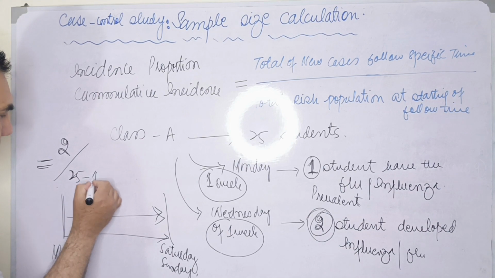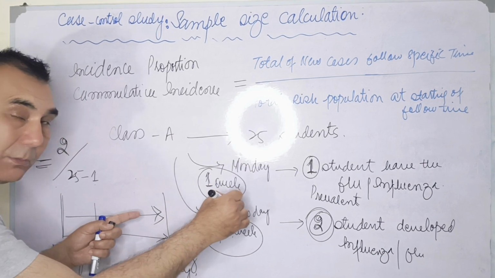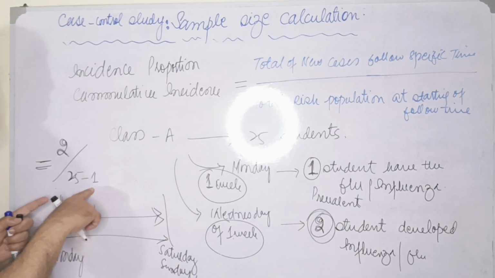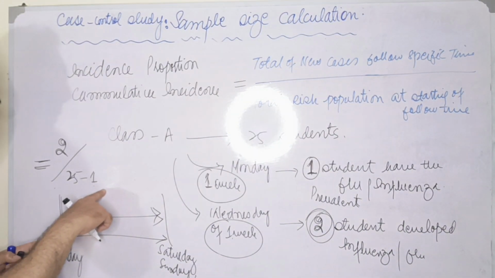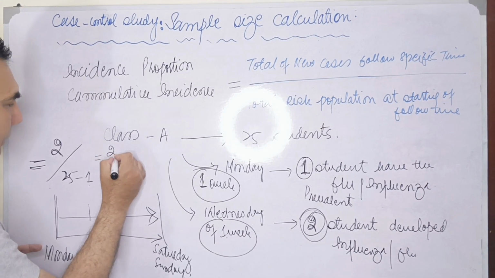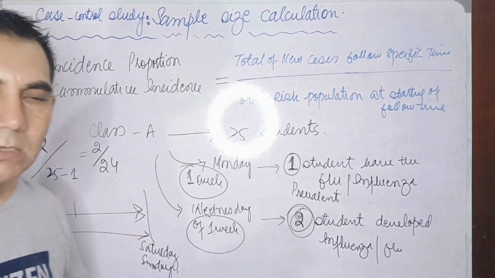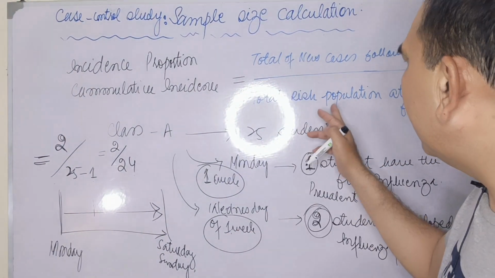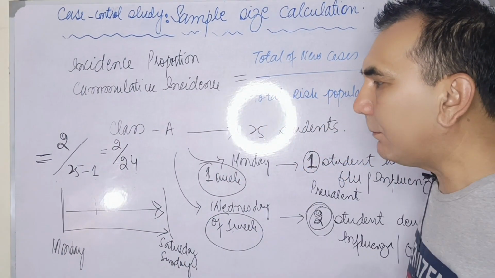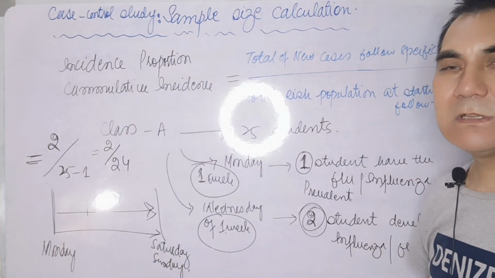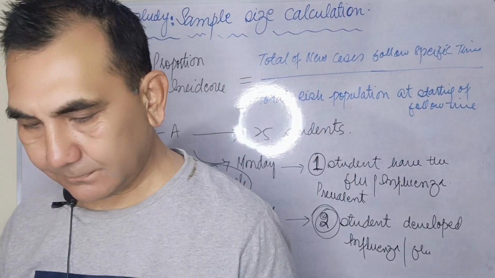So 25 minus 1, because this one student who came on the Monday is the prevalent case. So among the risk population, which is 25, we subtract the prevalent case, and it becomes 24. 2 divided by 24. Now this 24 is the total number of the population at risk at the starting of your follow-up point from Monday to Saturday for the 1 week.